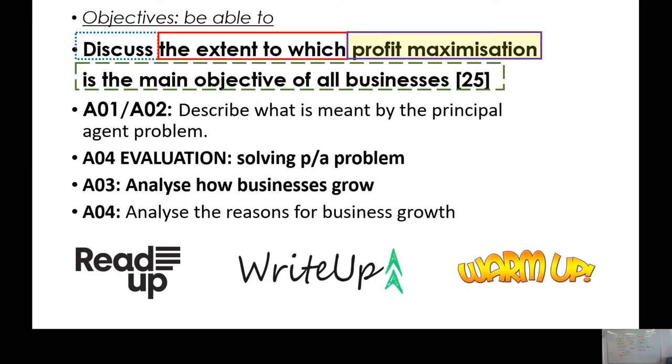Just a reminder of the three things we need to start getting into the habit of doing between lessons. The first activity is going to be read-up. That's your reading activity. And if you haven't submitted that, you need to take a photo of that very quickly and submit that to me. The write-up is the essay practice.